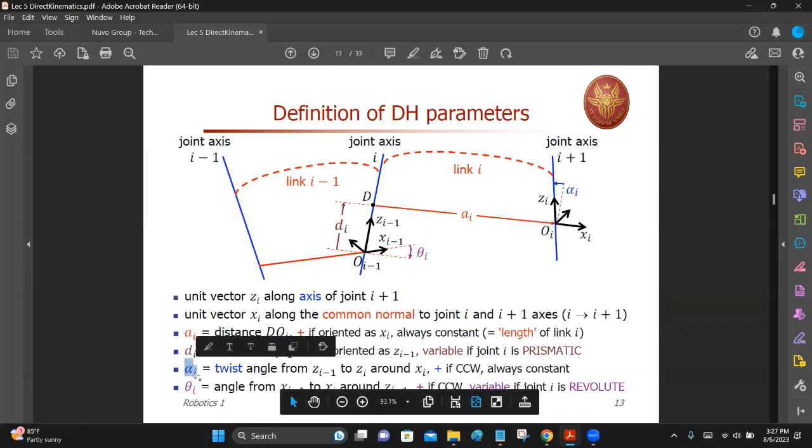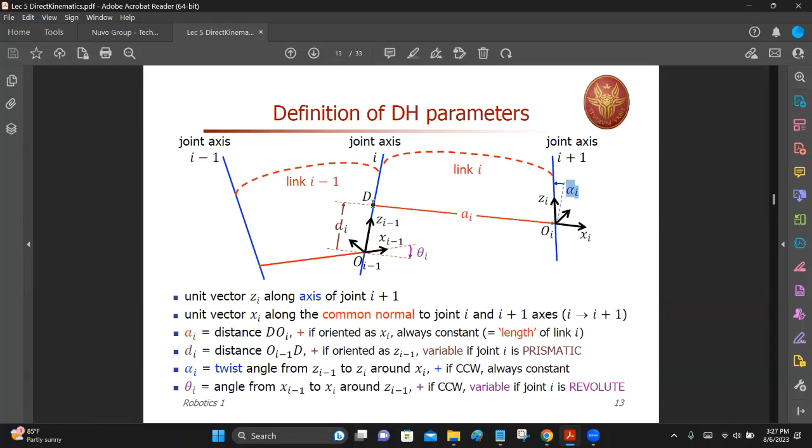Alpha I, where is alpha I? It's over here. It's the twist of the link I, right? Because the two endpoints are not parallel, there's a twist between them, and that twist angle is alpha I. Theta I is the angle from x_{i-1} to x_i, as we already wrote. Your definitions. All right, I think this is a good record for you.